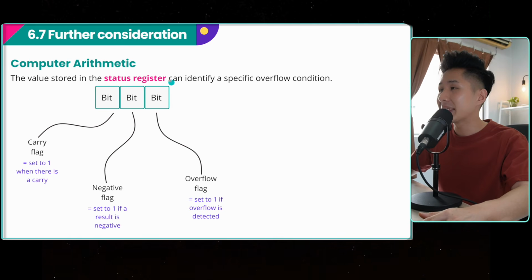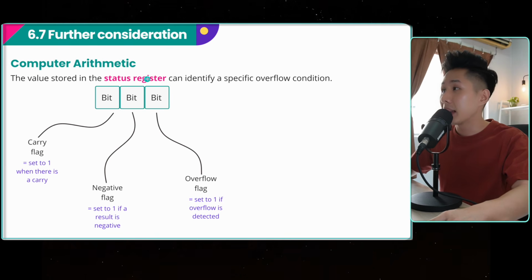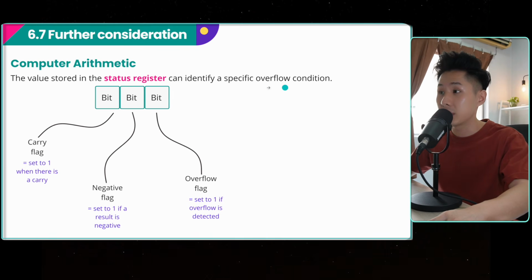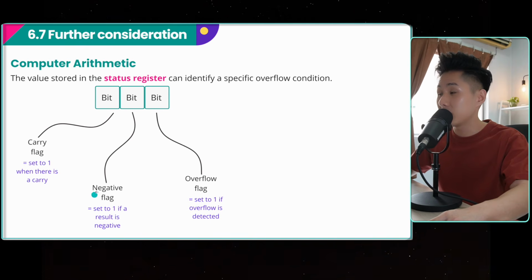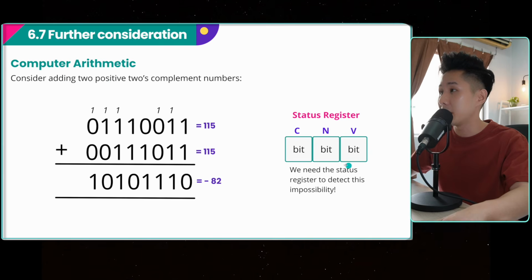So, something the status register does. In the previous example, we see that it only stores 0 and 1 based on the comparison instruction. But it can also be used to identify a specific overflow condition. So whether there is a carry in an operation, whether it is a negative value, whether an overflow also happens. So let me give you an example of what I mean.